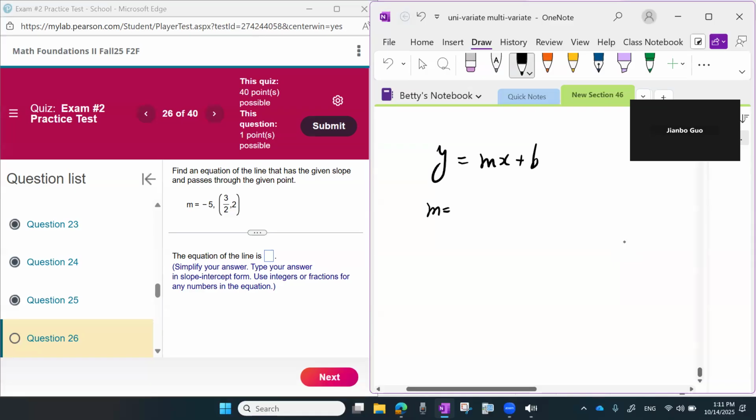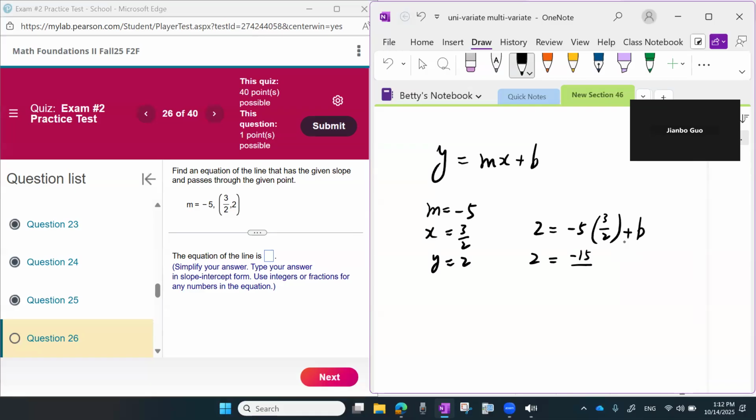Plugging in m equals -5. Plugging in x equals 2/3. Plugging in y equals 2. Okay, then we would have 2 equals m, which is -5, times x, 3 over 2, plus b. And we'll solve the equation for b. 2 equals -5 times 3 over 2, which is -15 over 2, plus b. And we can add 15 over 2 to each side. Cancel that. We have a b on the right side. We have 2 plus 15 over 2 on the left side.